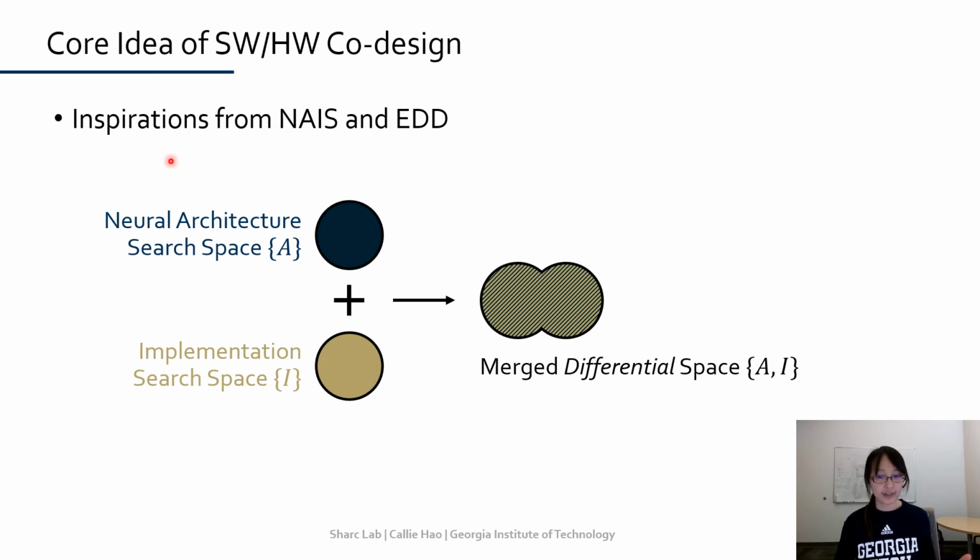So the core idea and major inspiration from NICE and EDD we can borrow is that we have 2 design spaces, the neural architecture search space A and the implementation search space I. What we want to do is to merge these A and I together into A and I. And if we're lucky enough, we can formulate this merged design space A and I as differentiable. And then we can use some elegant algorithm, for example, gradient descent, to explore this merged design space. So this is the core idea, and now let's see how they can be applied to our problem.